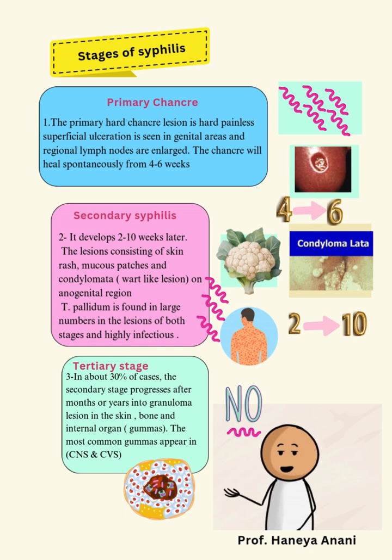2. Secondary syphilis. It develops 2 to 10 weeks later. The lesions consist of skin rash, mucus patches, and condylomata, wart-like lesions on the anogenital region. T. pallidum is found in large numbers in the lesions of both stages and is highly infectious. 3. Tertiary stage. In about 30% of cases, the secondary stage progresses after months or years into granuloma lesions in the skin, bone, and internal organs, called gummas. The most common gummas appear in CNS and CVS.